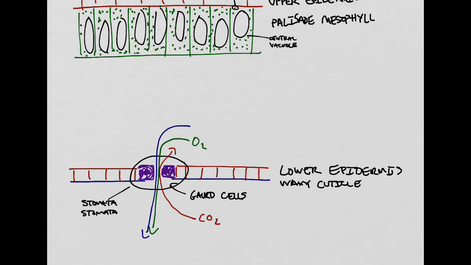I wanted to do H2O in blue, also diffusing out of the cell. So it's really important to know here that these things that are leaving or entering the cell, this CO2, this O2, and this H2O, are all leaving in the form of a gas, or entering in the form of a gas. So it's only gas that's coming in and out of the leaf through the stomata.